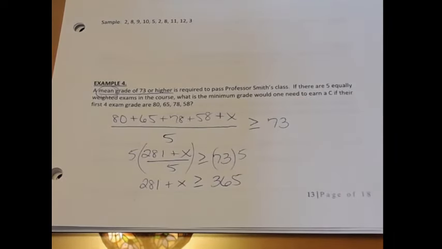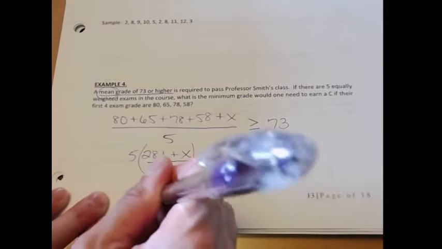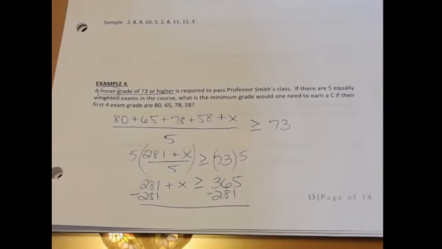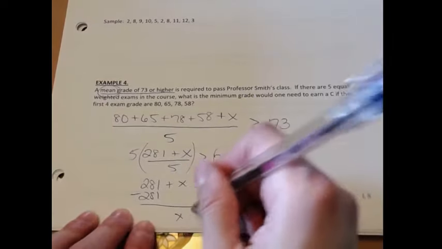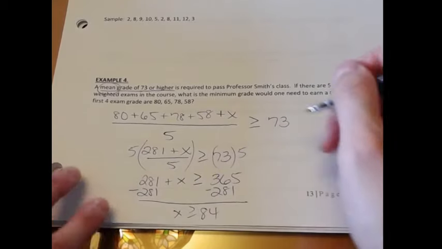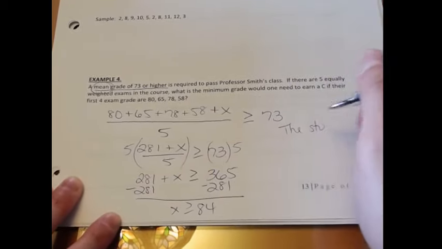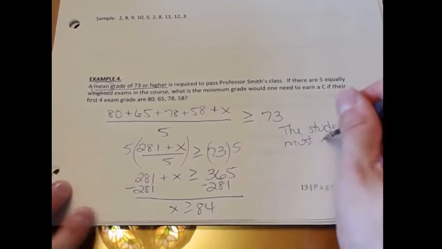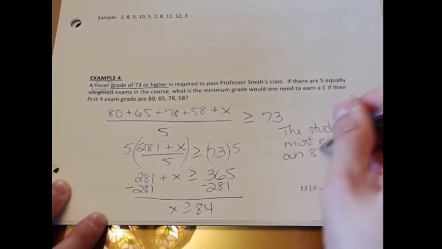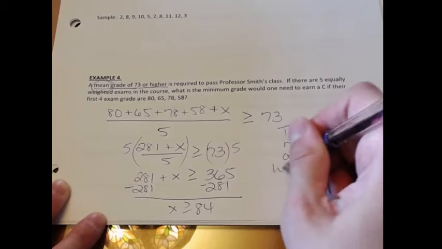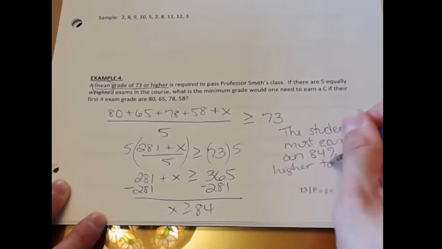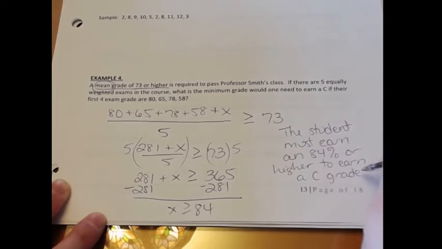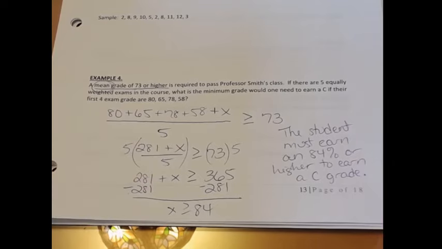73 times 5 is 365. And Brittany, you're saying 84. Let's check it out. We then subtract 281 from both sides. And 365 minus 281 gives us exactly that, 84. So the student must earn an 84% or higher to earn a C grade. Okay?